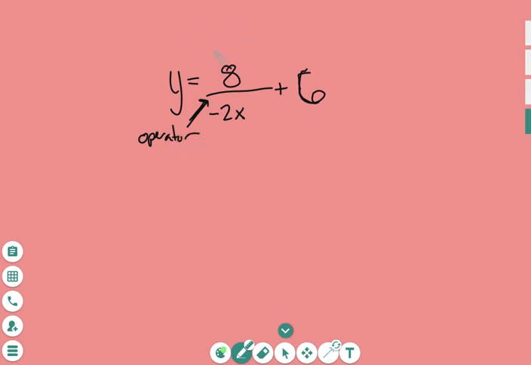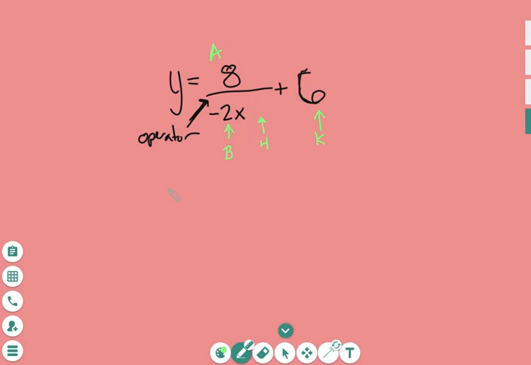Which means that this must be my a value because I'm multiplying up there, or dividing, I guess. This must be my b value because it's being multiplied directly by the x value. H would normally go right here where I see nothing, because that's where I would add or subtract directly from x. And then this must be my k value because it's being added or subtracted from the entire operator.